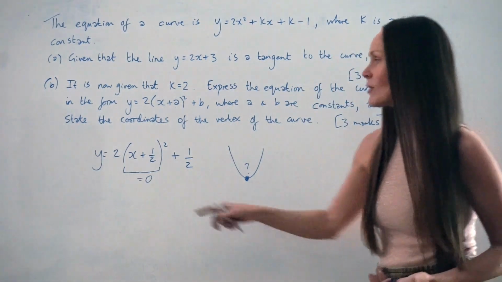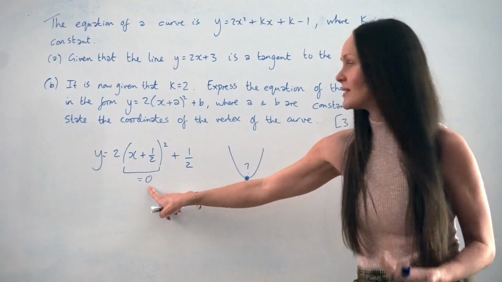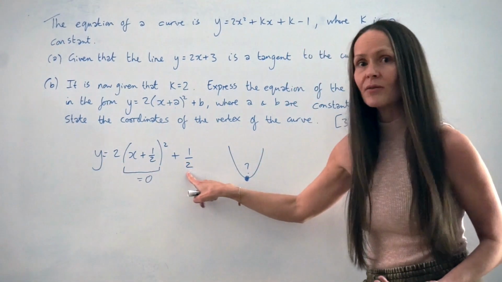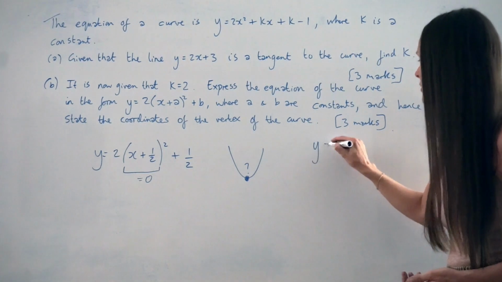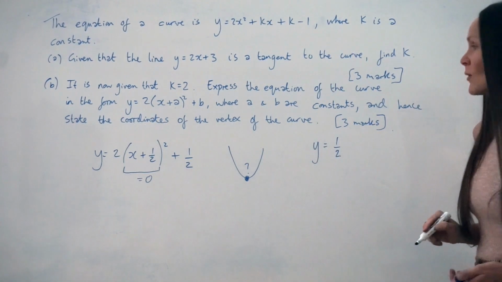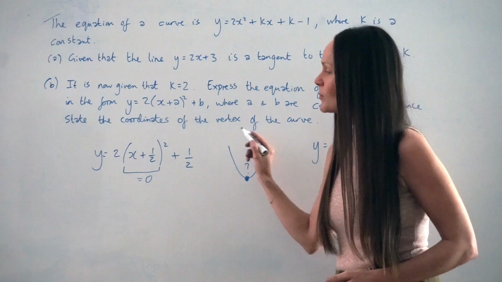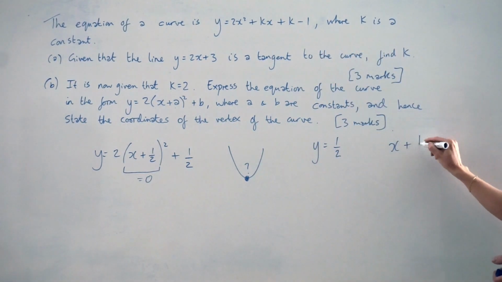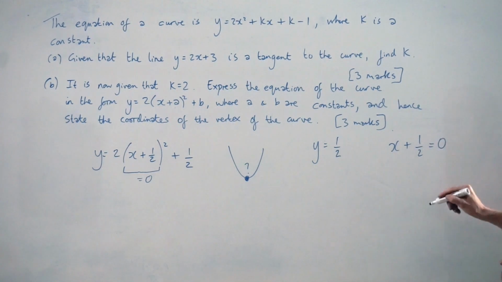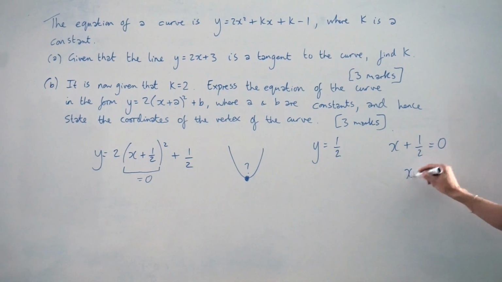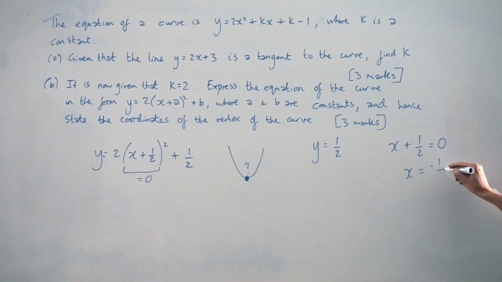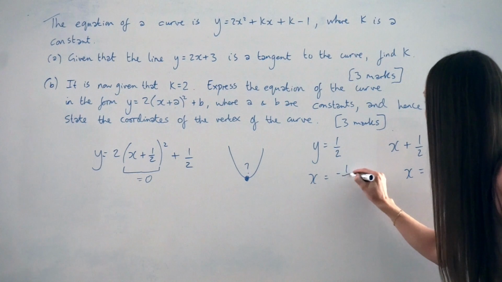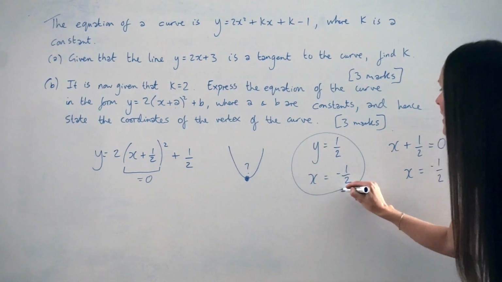Okay, so let's say there's 0. 2 multiplied by 0 is 0, which leaves us with y equal to a half. So that's the y coordinate of the vertex. Now, I just said it was at its smallest when the bracket is equal to 0. So if x plus a half is equal to 0, we can work out the value of x. If I subtract a half, I get negative a half. So that is the x coordinate. Okay, so that's it. So the coordinates of the vertex are here.